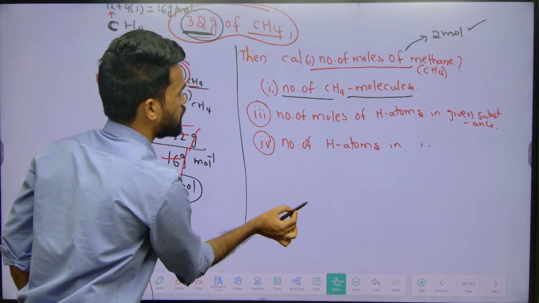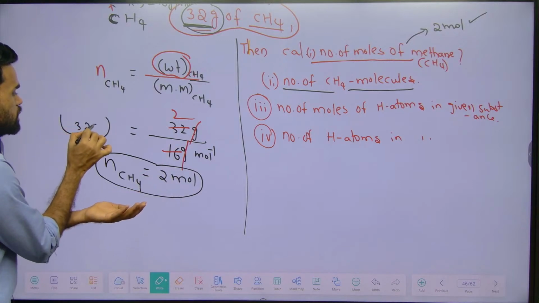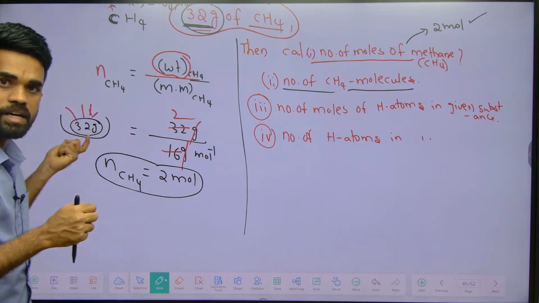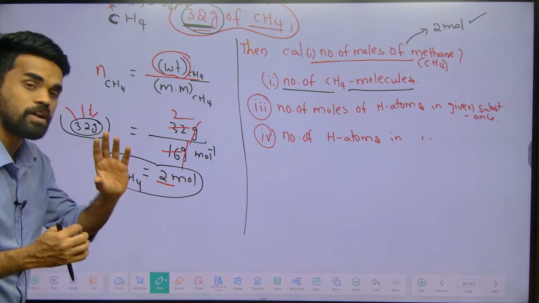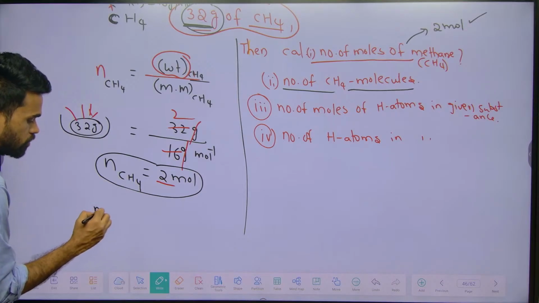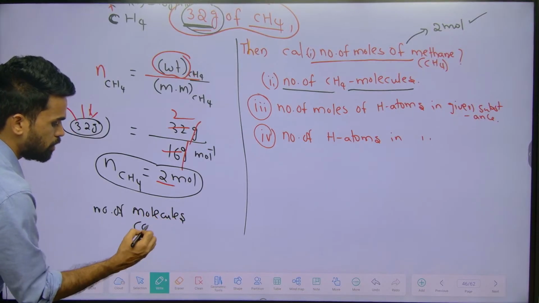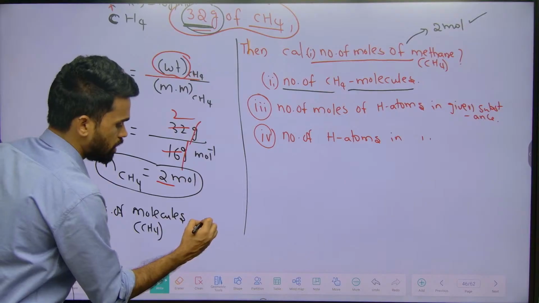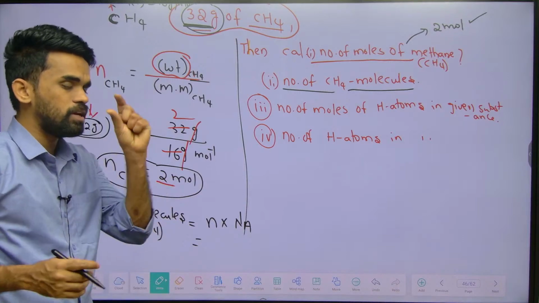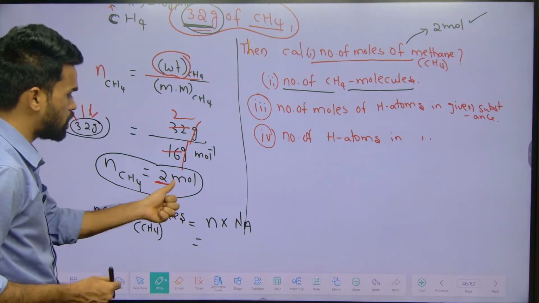Number of methane molecules means, if I give 32 grams of methane, I am asking how many methane molecules are there in this 32 grams. How can you calculate? First find the number of moles. After finding the number of moles, number of methane molecules is equal to number of moles into Avogadro number. Why do we multiply like this? Because in 1 mole of any substance we have Avogadro number of particles. How many moles did we get? 2 moles.